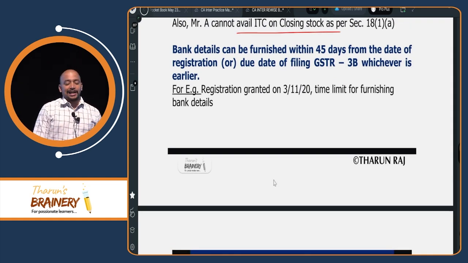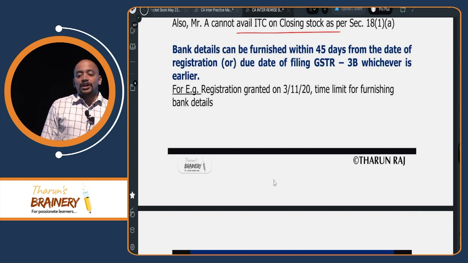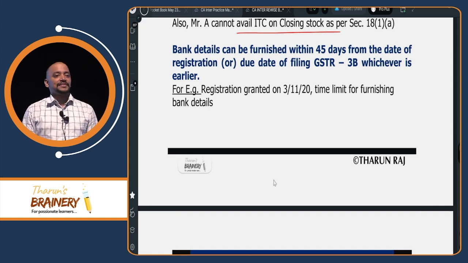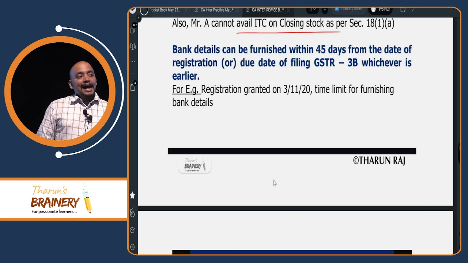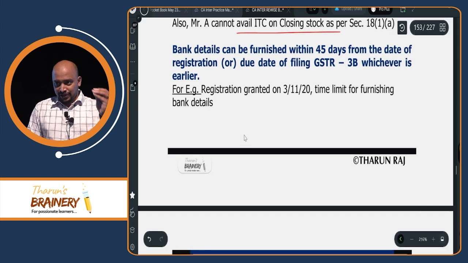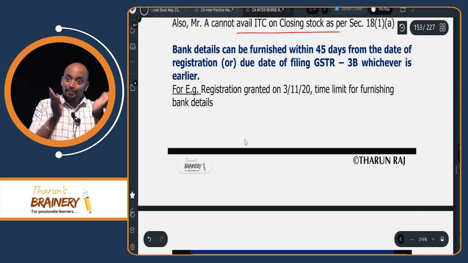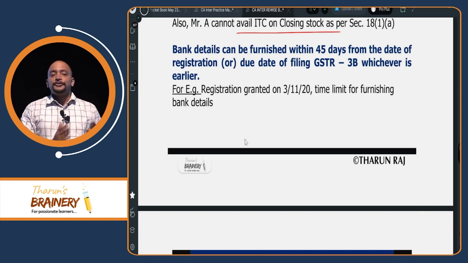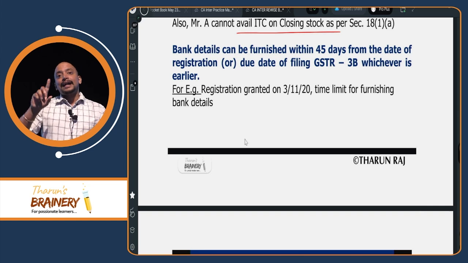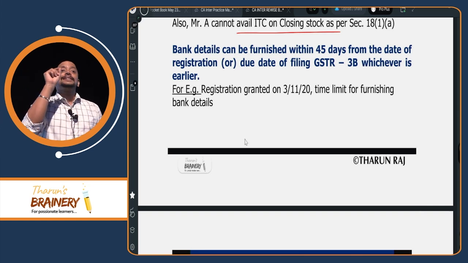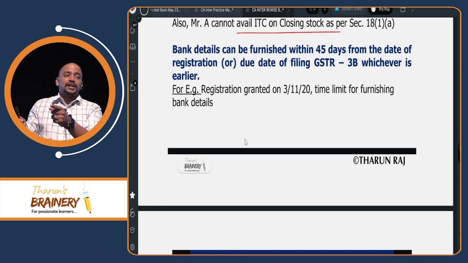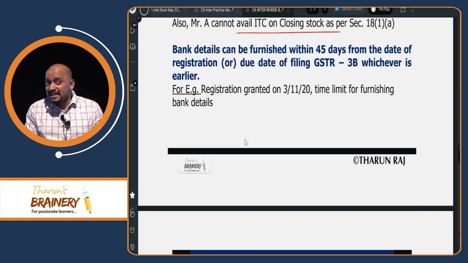Then furnishing of bank details. Bank details needs to be furnished within 45 days from the date of registration or due date of filing 3B, whichever is earlier. So listen, at the time when we make application for registration, we need to give the bank details. But we may give the bank details later also. So not mandatory that we need to give bank details at the time of application. At a later point of time also we can give. But what is the time limit within which we need to furnish the bank details? 45 days from the date when we get registration certificate or due date of filing 3B, whichever is earlier.